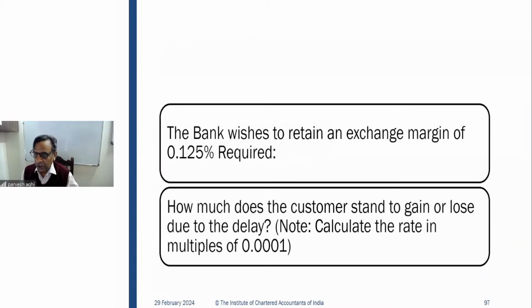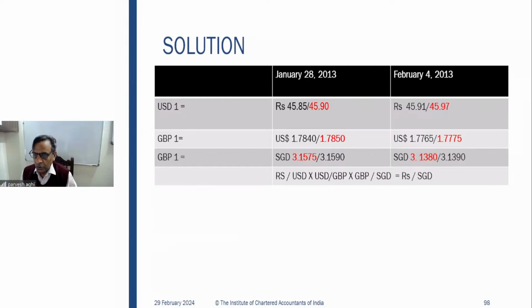Okay. Now exchange margin is given. So first he's going to buy US dollar. So let's see, in both the cases, had the money been paid on 28th January, he would have bought at 45.90. But now, since the payment has happened on February 4th, the actual payment will be at 45.90. So he's going to actually lose money, isn't it?